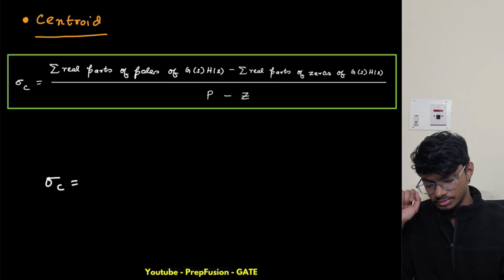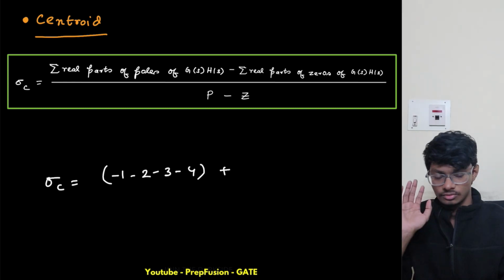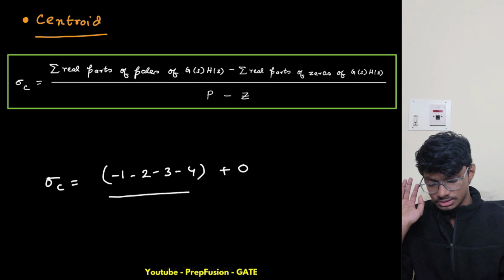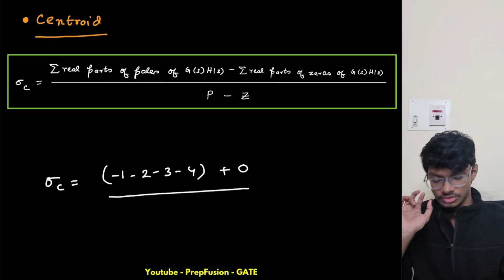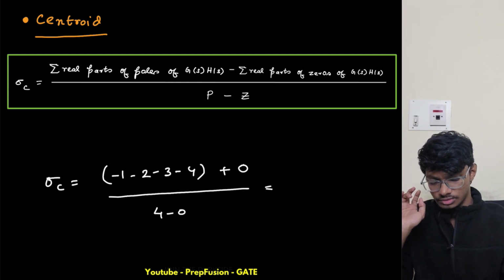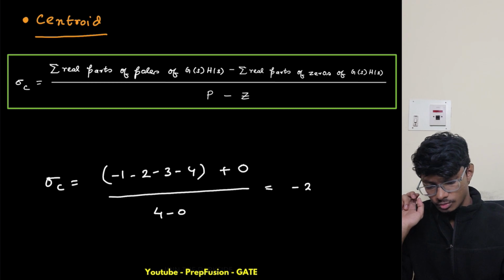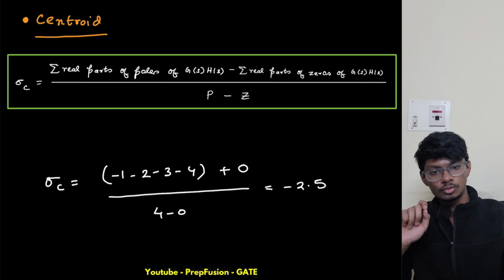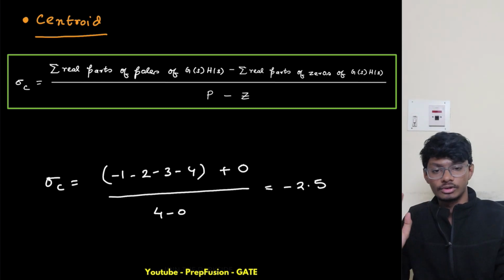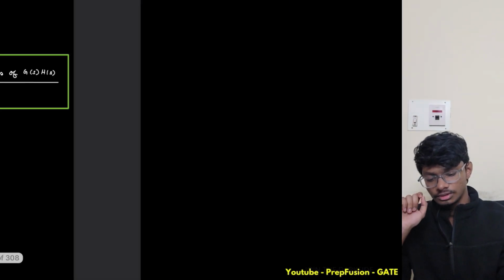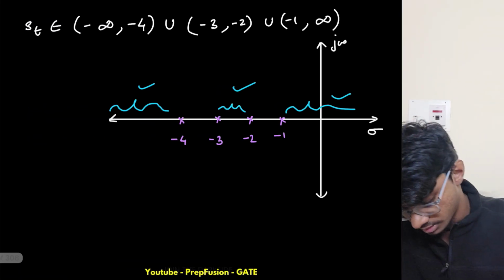So sigma c will be simply minus 1 minus 2 minus 3 minus 4 plus the summation of the real parts of the poles plus, I have no zeros, so for no zeros I put 0, then over 4 minus 0, which equals minus 2.5 itself, right? So this is my centroid basically. Okay, so let me first draw it, then you will understand.